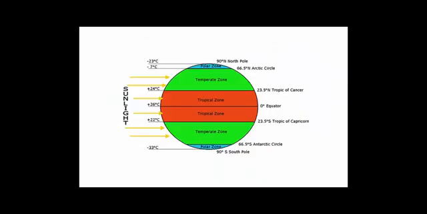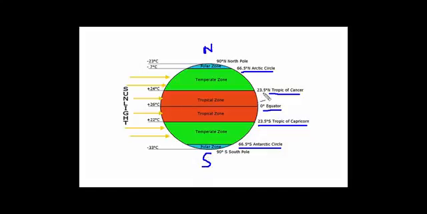So let's talk about the various zones of the earth. At 0° we have the equator. At 23.5° north we have the Tropic of Cancer. At 23.5° south we have the Tropic of Capricorn. Now at 66.5° north we have the Arctic Circle, and at 66.5° south we have the Antarctic Circle. And not to forget, this is the North Pole and this is the South Pole.